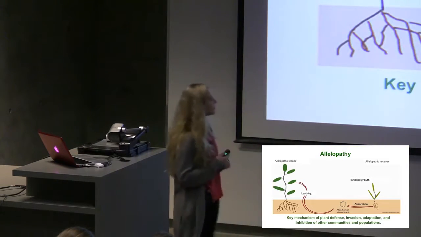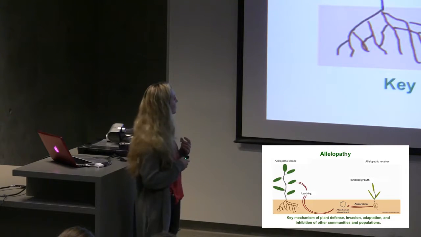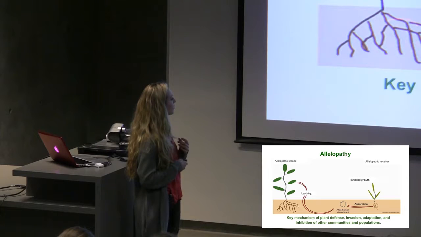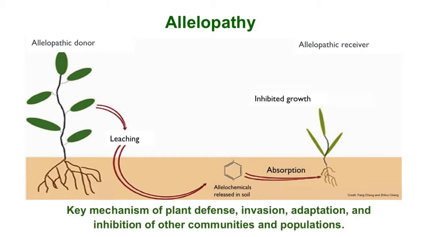So here's a mechanism of how allelopathy works. Allelopathic chemicals can be found in the leaves of plants or in the roots of the plants. In this diagram, it shows the allelopathic chemicals being in the leaves, and they're inserted into the soil where they mingle, and then they affect other plants and inhibit growth. So it's a key mechanism of plant defense, invasion, adaptation, and inhibition of other communities and populations.